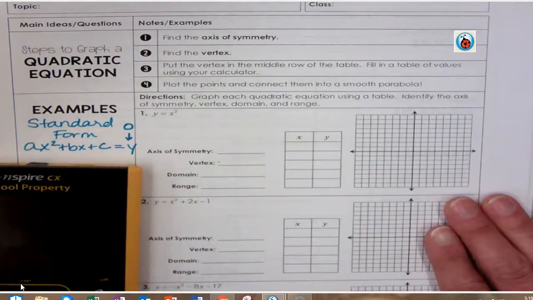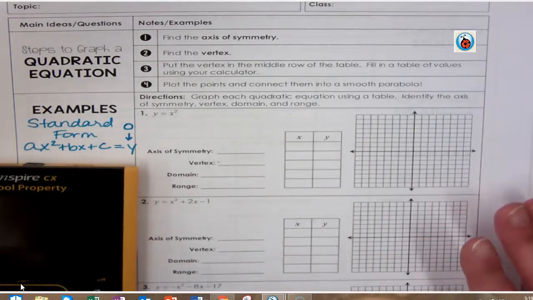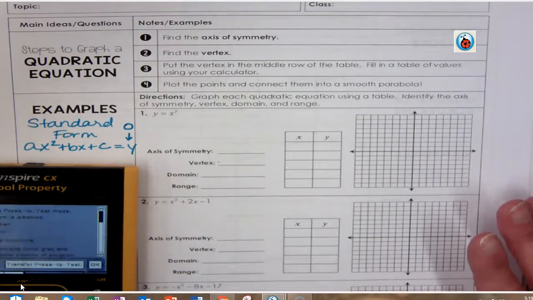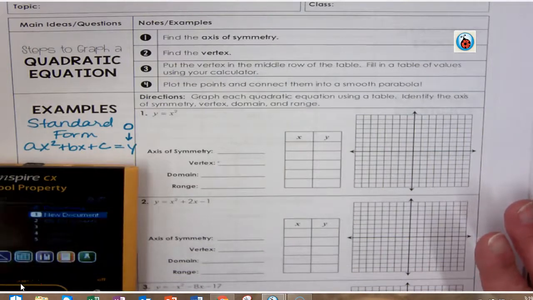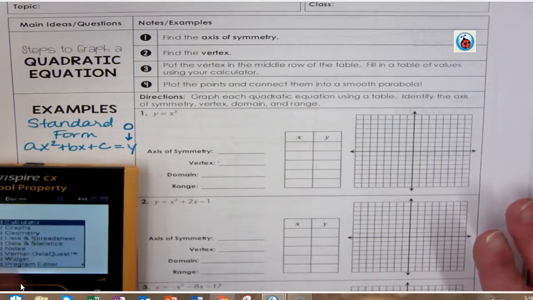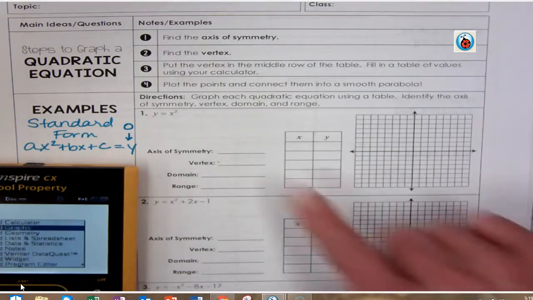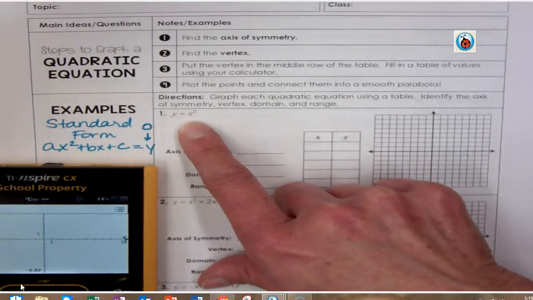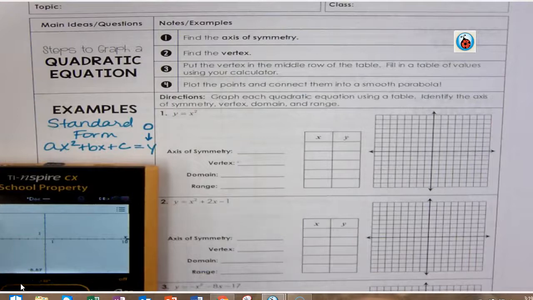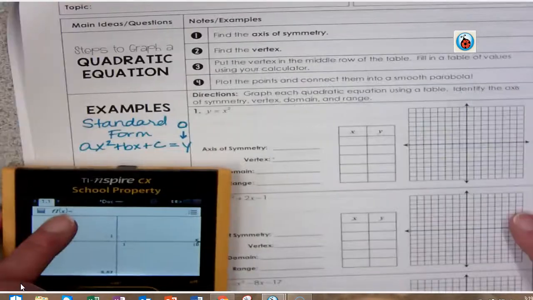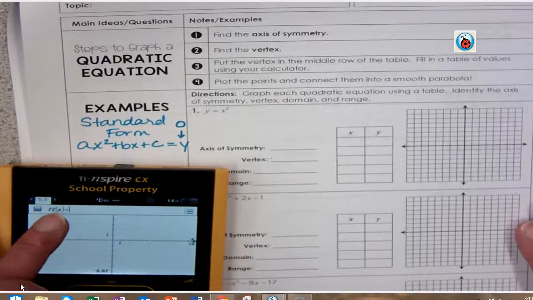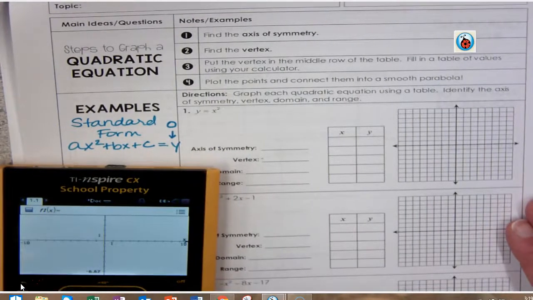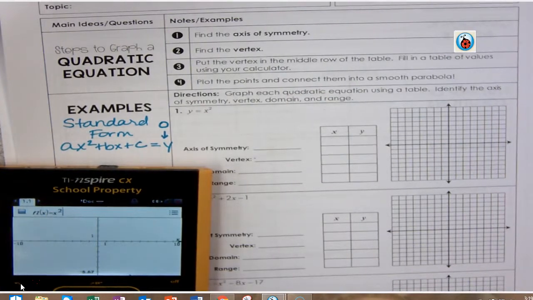So in order to graph these, basically, you're going to want to take your calculator, turn it on, and go to graphs, enter, and you really just want to put in your equation. So I'm just going to put in, the y is already in there. Can you see that? The y is already there. This is already your y value. So I just have to put in x squared. Make sure you put the square in.